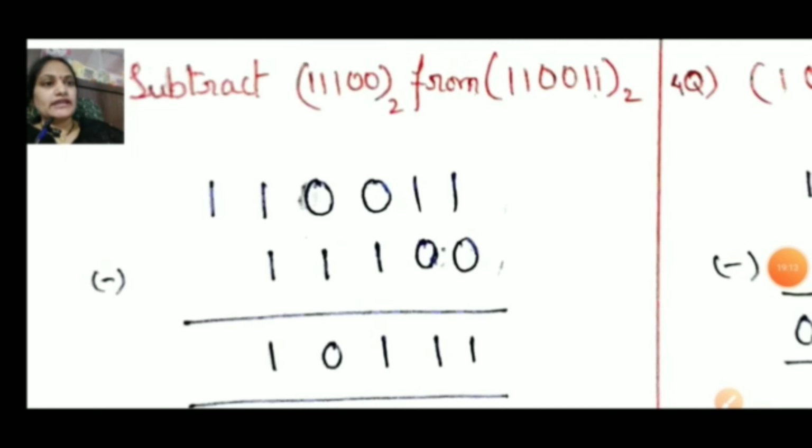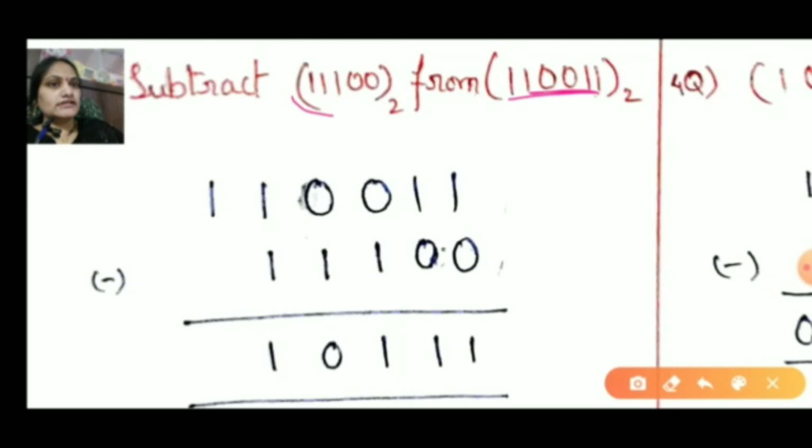Now come to the other problem. That is, here this number has to be subtracted from this number. That's why you have to write this number first and this number here.